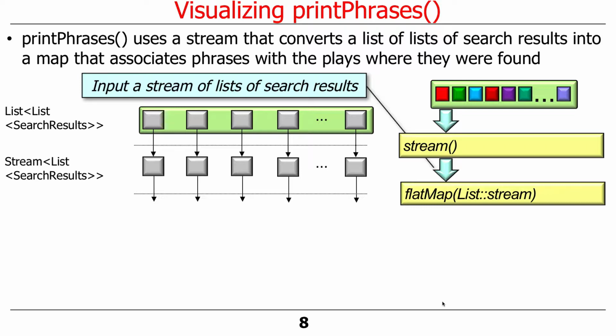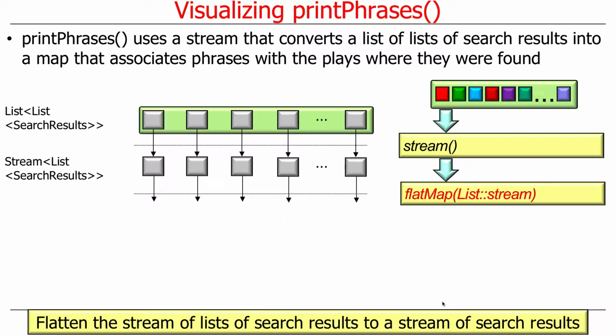And then we're going to run this thing through something called flatMap. And flatMap is basically going to flatten the list of search results into a stream of search results. So there'll just be a single flat stream. And the way we're going to do this is we're going to call flatMap with List::stream as the method reference. And that's basically going to flatten out the stream of lists of search results into a stream of search results. And I'll visually show you what that does.